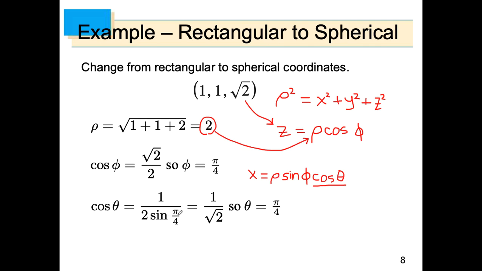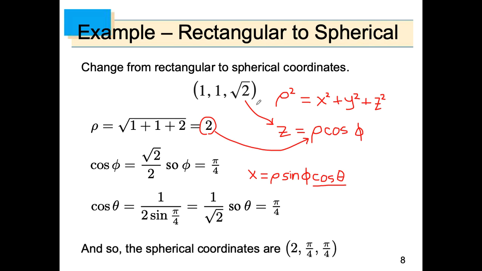We all know sine of pi over 4 is rad 2 over 2. The 2's cancel, you end up with 1 over rad 2. Once again, 1 over rad 2 is a very common ratio. In fact, once you rationalize it, it goes back to rad 2 over 2, which gives us, again, pi over 4. And as predicted, our spherical coordinates are 2, pi over 4, as you already probably guessed.